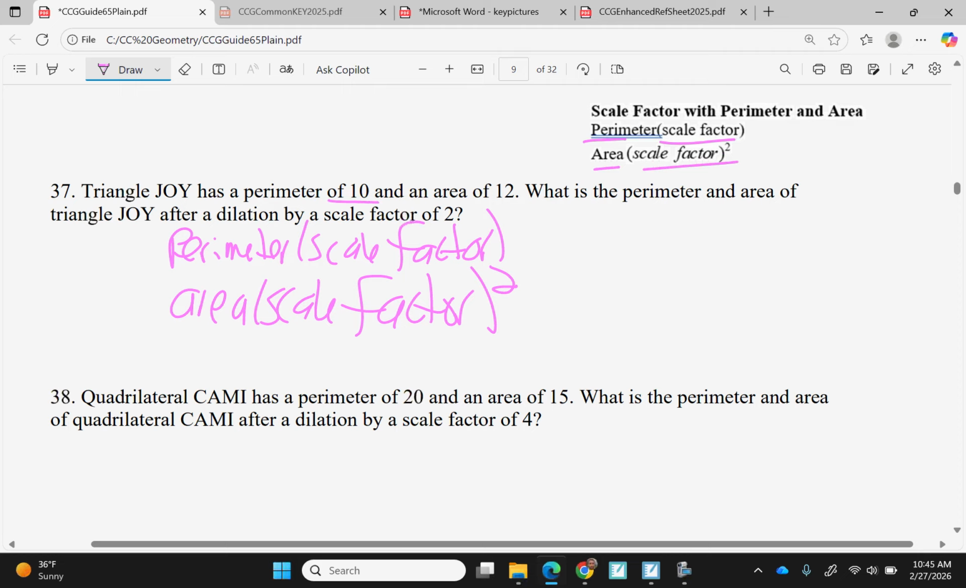So the original perimeter is 10. The scale factor is 2. So the new perimeter is going to be 20.